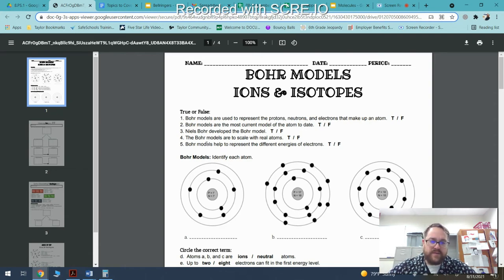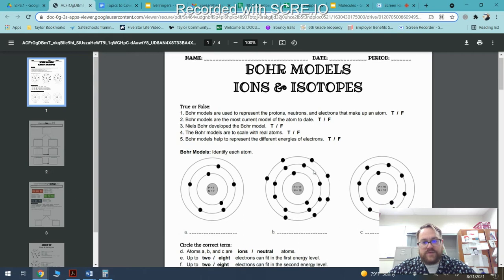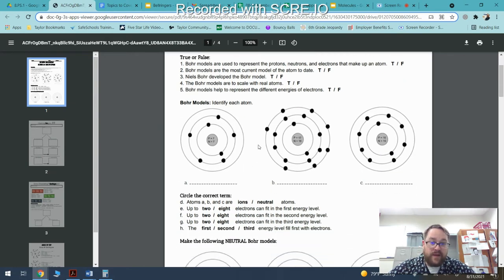Bohr models help to represent the different energies of electrons, which is true. They're in different energy levels, right? N equals 1, N equals 2, and N equals 3. So we got true for number 1, true for number 2, true for number 3, false for number 4, and true for number 5.